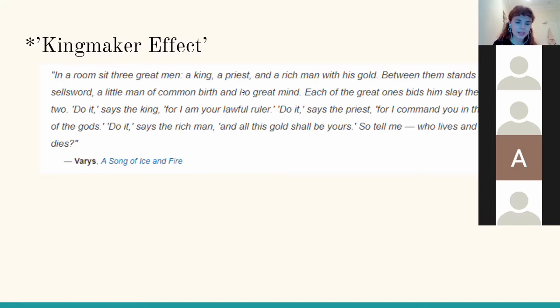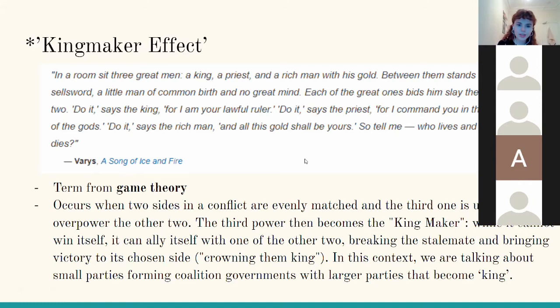This is just a note quickly on the kingmaker effect, just explaining what it is. It's a term from game theory. You've probably all heard it before anyway, but it occurs when two sides in a conflict are evenly matched and there's a third participant in the conflict that can't overpower the other two single-handedly. So if this third power is now the tipping point in the conflict between the other two sides, they become the kingmaker.